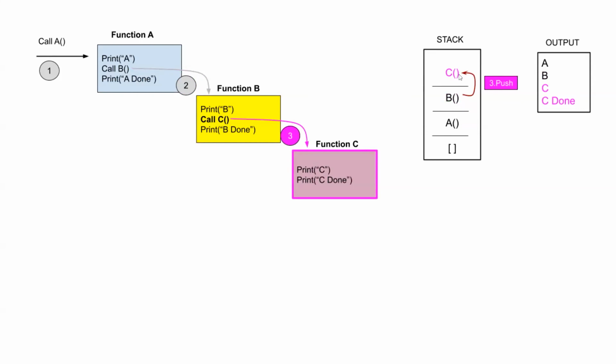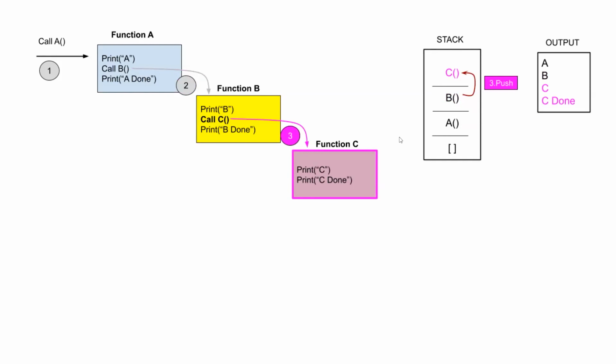So you see the stack is piling up here. And then we print C. C has two print functions only, so we see C and C done. After that, C is completed, right? There are no more functions to call, no more work to perform. So it needs to go back to where it was called from.